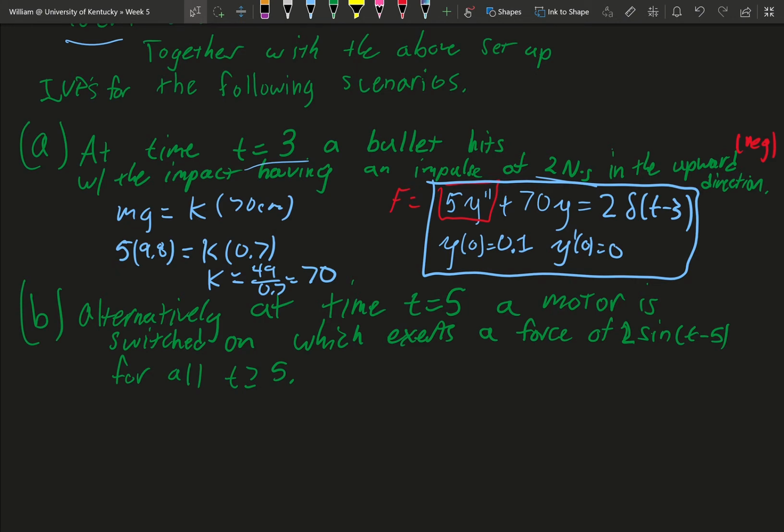Alternatively, at time t equals 5, a motor is switched on, which exerts a force of 2 times sine of t minus 5. It's a little hard to read, so I'll rewrite that. Most of this setup is going to be the same. We don't have to resolve for k. Now we can think, what's our additional force? Initial conditions are assumed to be the same.